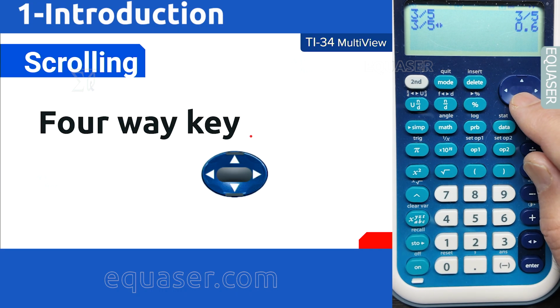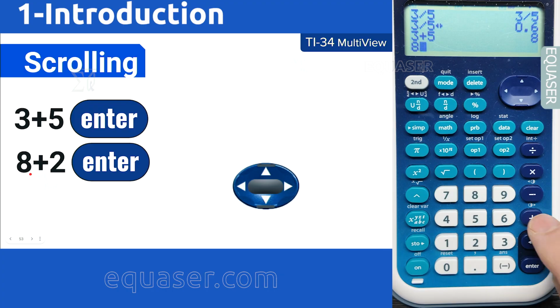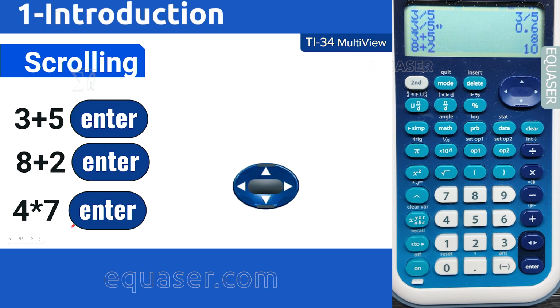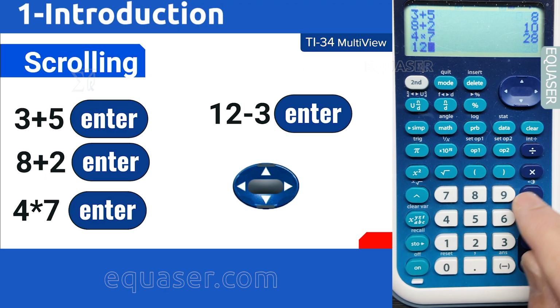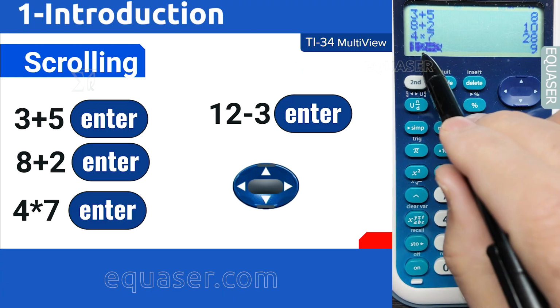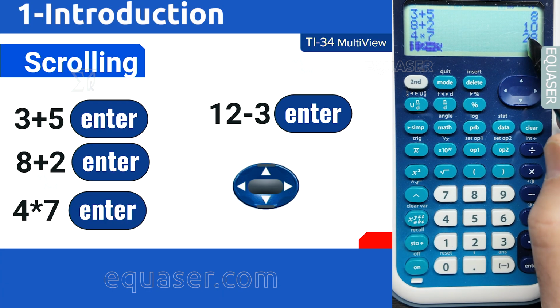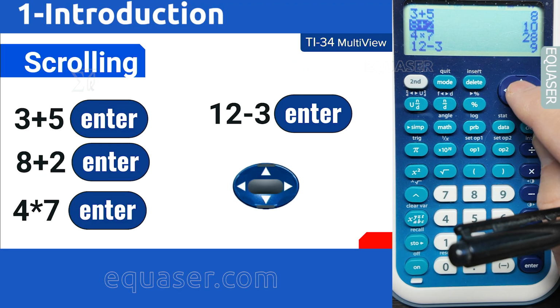The 4-way key is to scroll up and down or select something. Let's press 3 plus 5 and enter, and 8 plus 2 and enter, and 4 times 7 and enter, and 12 minus 3, enter. Now if I go up, this is selected. If I go once more, it goes to the left. Now it goes to the right, up and left, right, up and left. This way you can select anything.